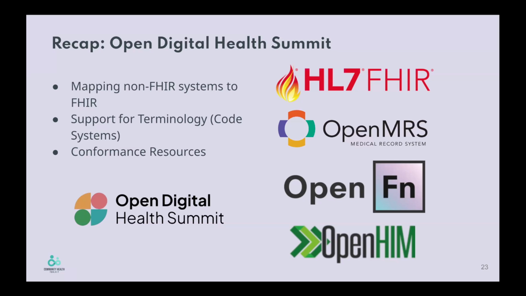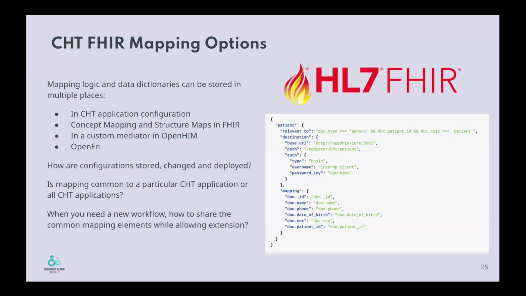And the last major highlight is related to mapping from non-FHIR systems to FHIR. One of the fundamental things in FHIR integrations is taking non-FHIR data, in this case CHT documents from the CHT database, and transforming them into FHIR resources. And there are a lot of different ways to do this in the CHT context that have different levels of adoption and their own advantages and disadvantages.